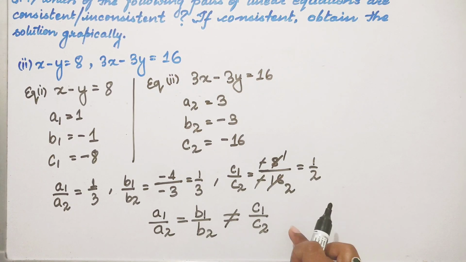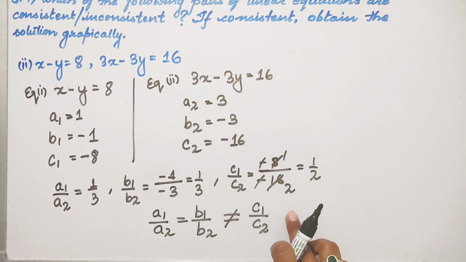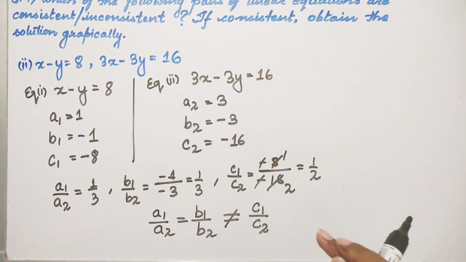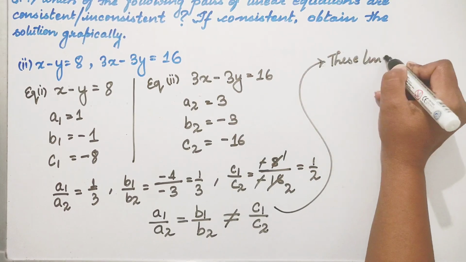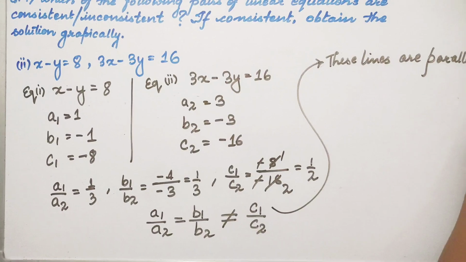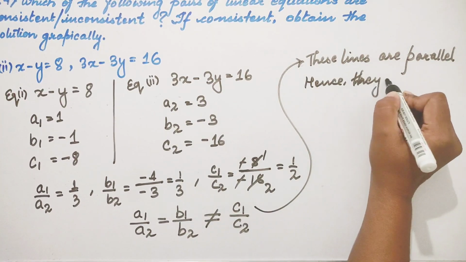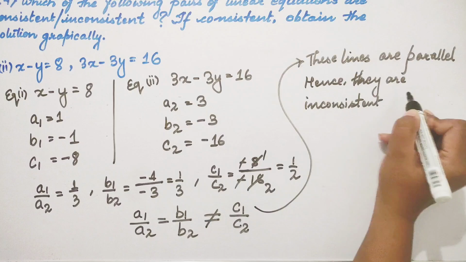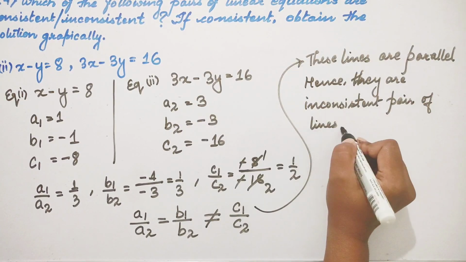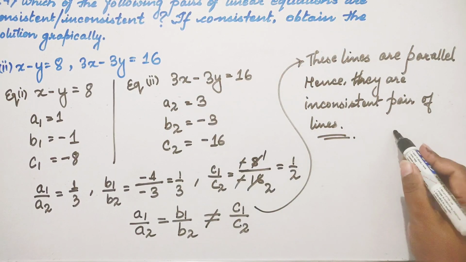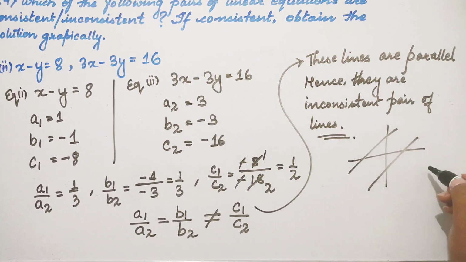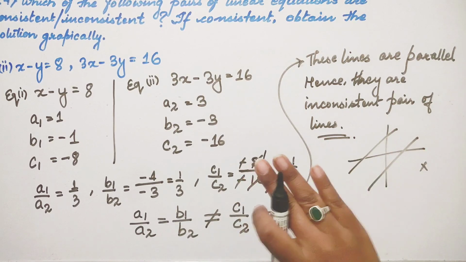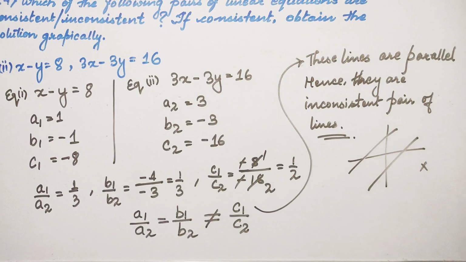In this condition, these are parallel inconsistent lines, or parallel lines which also happen to be inconsistent. So from this condition we can say, now, since they are inconsistent pair of lines, they don't have any solutions. If this is x and y axis, then these will be the lines. So there is not a single solution in this question, so we need not obtain the solution graphically.